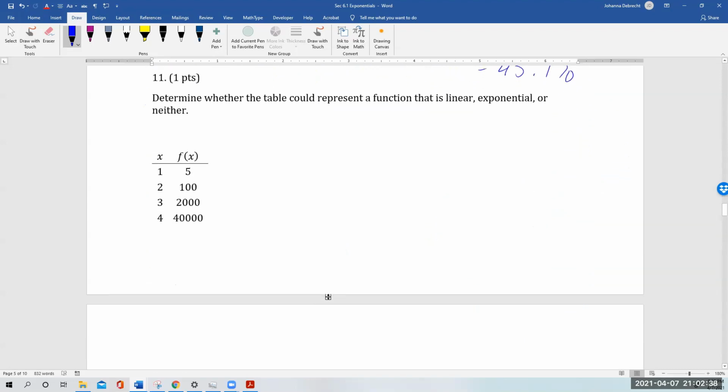In this problem, the question is, determine whether the table could represent a function that is linear, exponential, or neither. We'll do the same thing here, where we'll ask the question, what percent of 100 is 5? When we ask that question, we have an unknown value times 100, which equals 5. If we divide, we end up with the unknown being 5 out of 100, which reduces to 1 out of 20. Percentage-wise, 1 out of 20 is 5%.